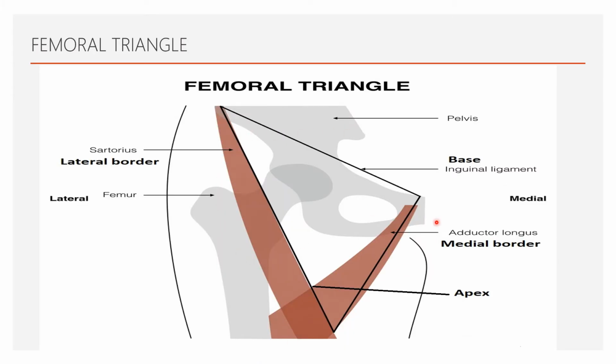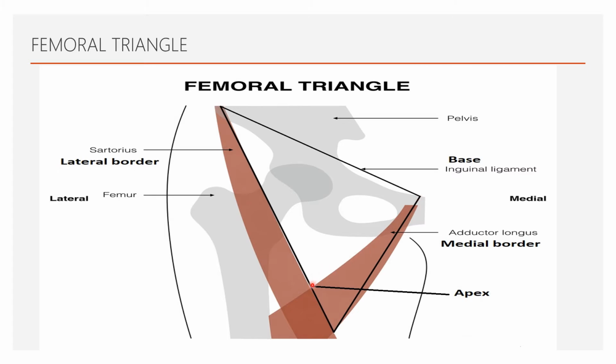This is a picture of femoral triangle. We can learn first its base. The base is the upper broad part of the femoral triangle. It is facing upwards and it is formed by inguinal ligament. The inguinal ligament is a wide fibrous ligament. It is stretching between anterior superior iliac spine of the hip bone to the pubic tubercle of the pubis of the hip bone.